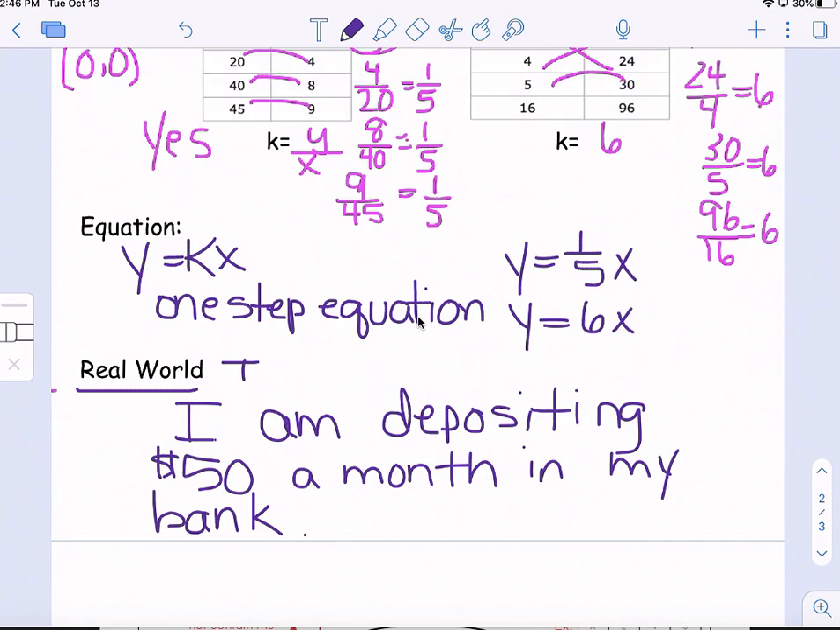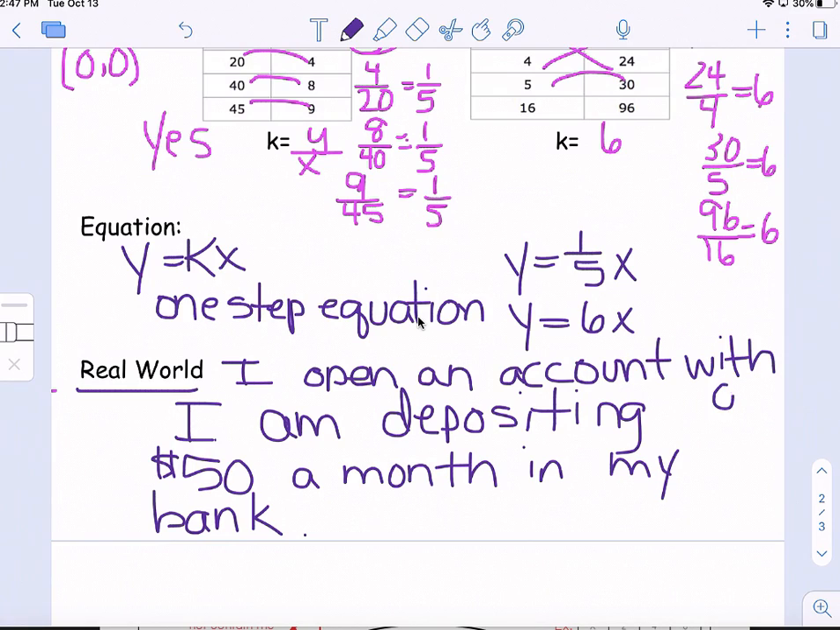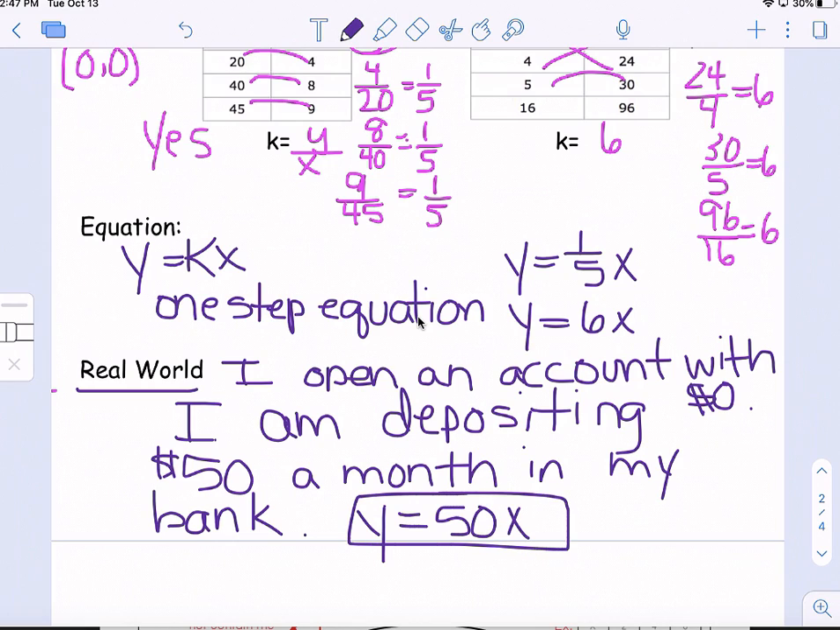So I opened it with 0. I opened an account with $0. And then you're going to start depositing $50 a month. So the equation would just be y equals 50x. You don't have an initial value in it to begin with.